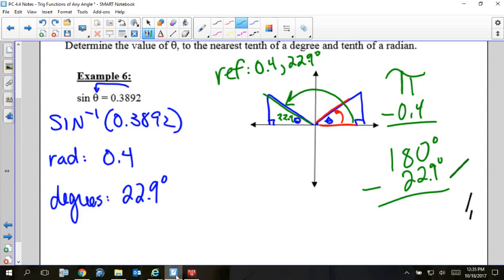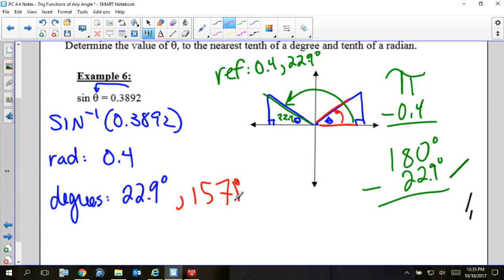And does that make sense to where it's located, that it could be 157.1? Does that make sense? It's in the second quadrant, 157-ish. Makes sense. Sometimes you type things in weird and they don't make sense with your picture.